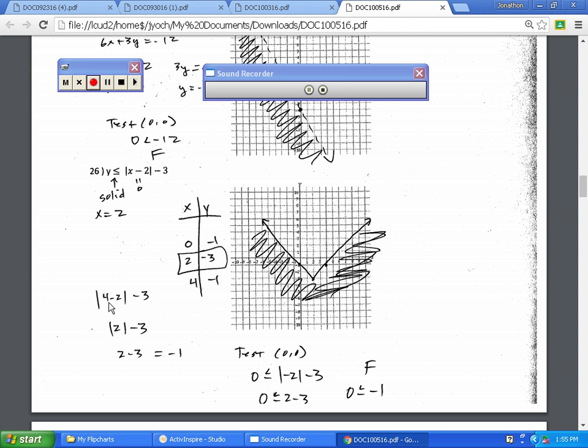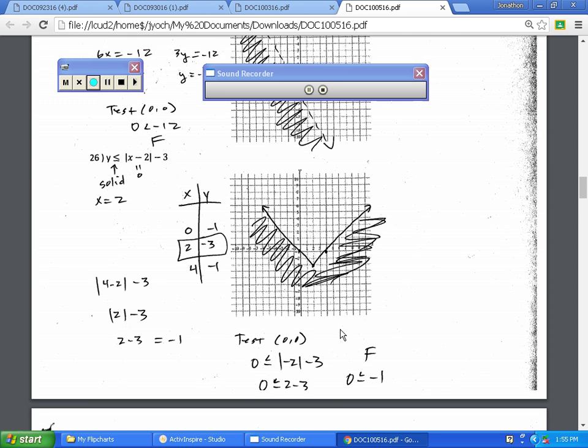Plug 4 in for x. You're going to get absolute value of 2 minus 3, which is a negative 1. You're going to get negative 1 when you plug 0 in again. And if we test 0, 0, this is why you get negative 1. If you test 0, 0, you get 0 is less than or equal to negative 1, which is a false statement. 0, 0 is on the inside, but it's a false region, so I shade on the outside.